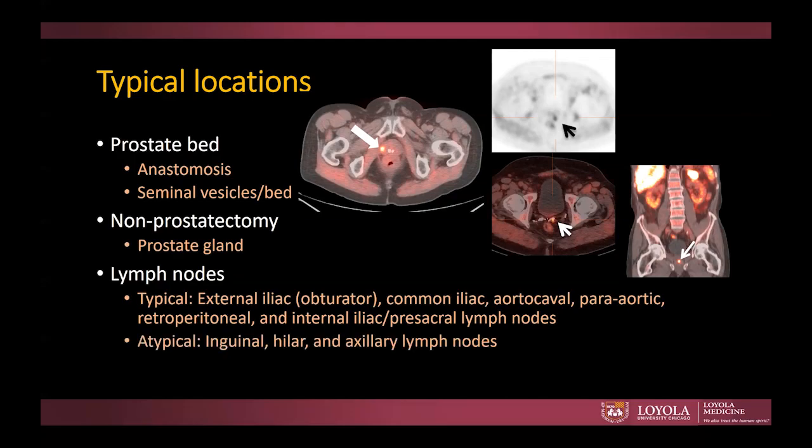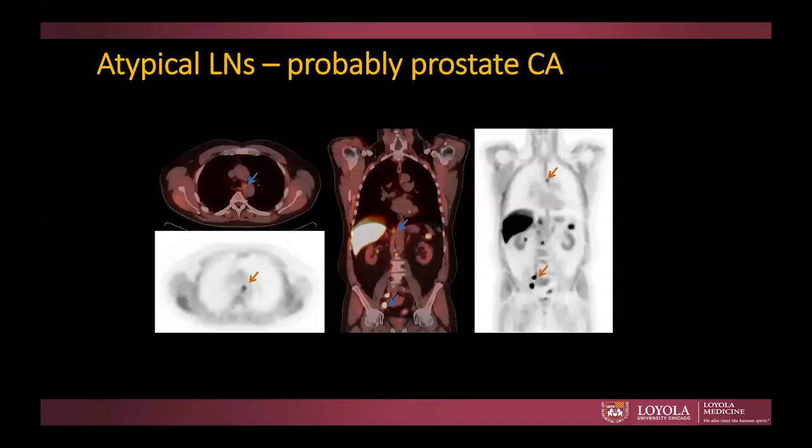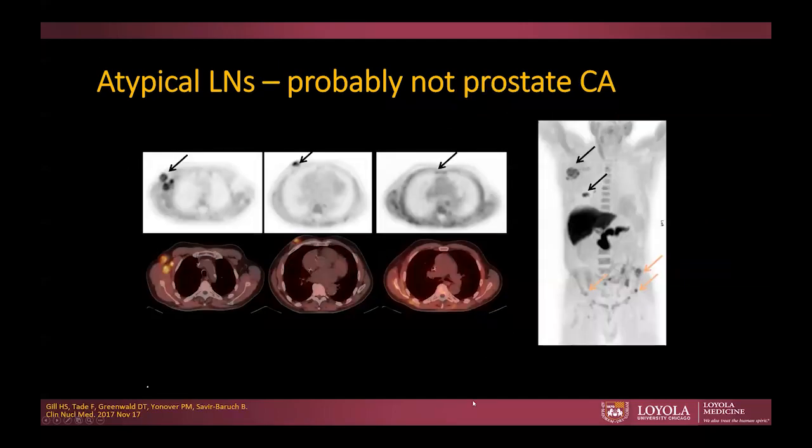So atypical presentation will be isolated findings in inguinal, hilar, or axillary lymph nodes. And you can see this is an atypical presentation of lymph node, but probably prostate cancer because it does follow the rules of inside out. You see uptake along the pelvic lymph nodes going up into the area of the abdomen and then travels up to the chest.